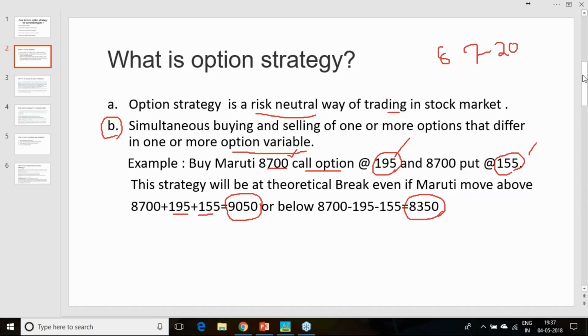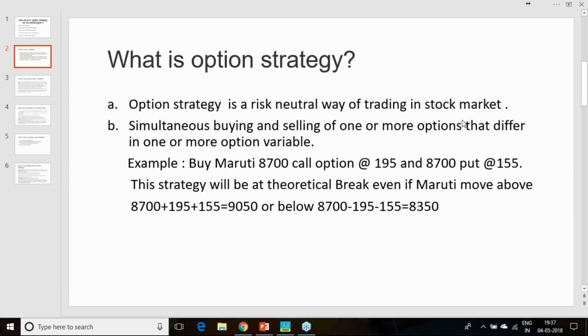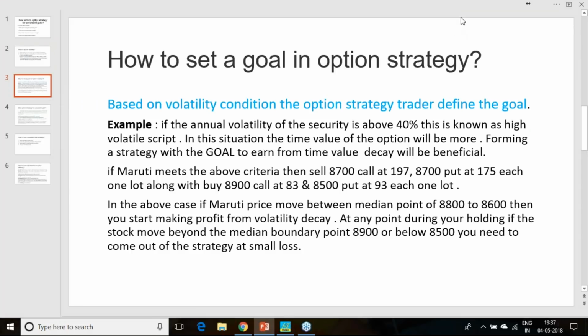This is how you made your risk neutral. If it doesn't move above 9050 or doesn't fall below 8350, I am ready to lose this 195 plus 155, this much money. So this is the objective of the strategy you formed and initiated. Or by definition, this is the option strategy. Many used to ask, what is an option strategy? So this is the meaning of option strategy.